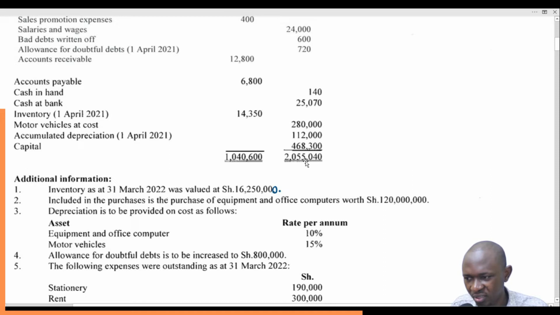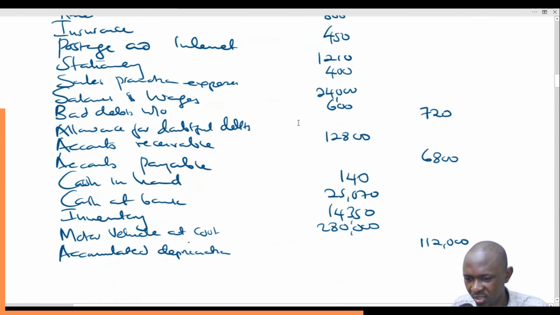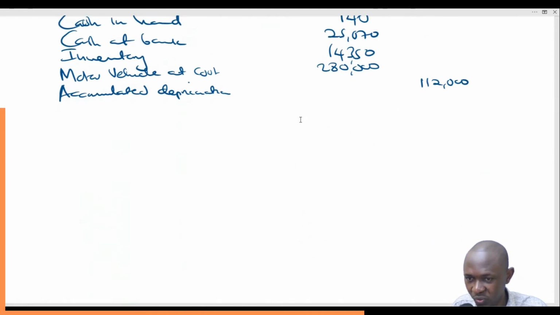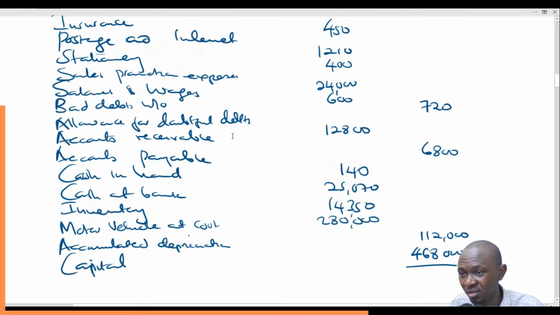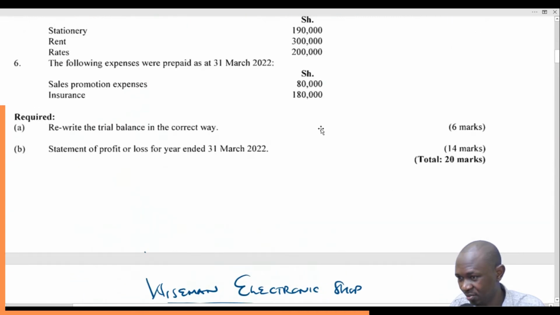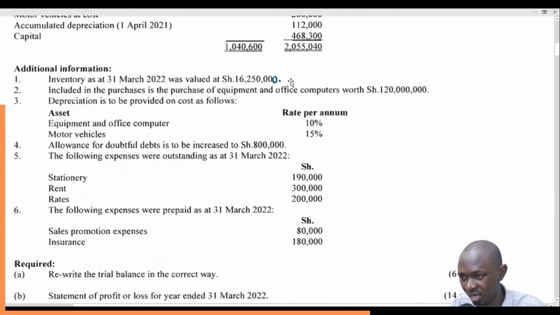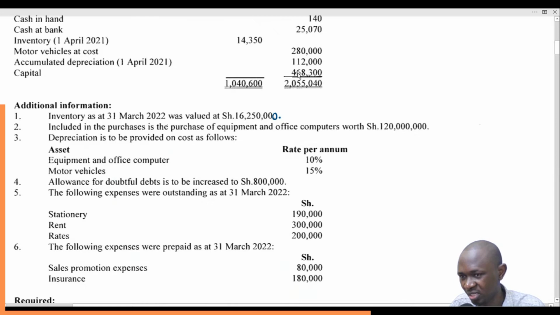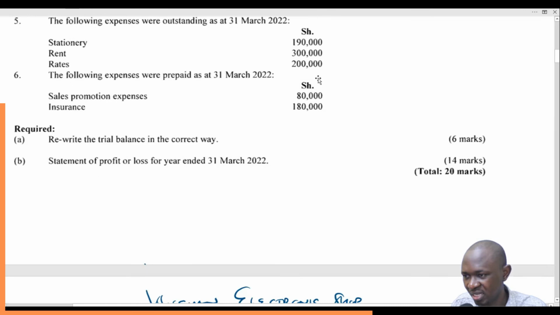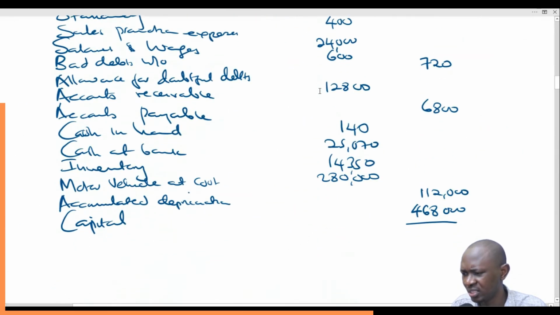Then capital, 468,300. Capital is money that has been injected into the business, so it belongs to the owners of the business. It's a liability to the business, because the owners are looking forward to a day when they will be repaid, when they'll recoup their capital. We all invest in business to get some money. We don't invest to lose our capital. So 468,300.